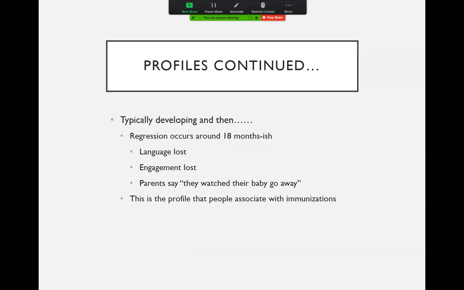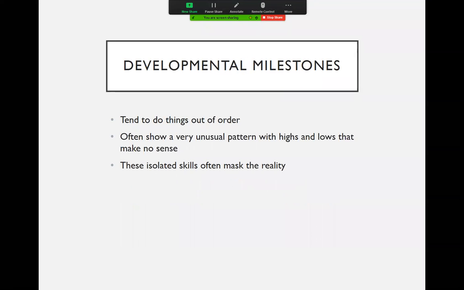Some people associate this with immunizations, but generally it's because that's the timing. And it's hard to say if that's actually something that's a cause and effect. If it was, we would all have autism because we've all mostly been immunized, but that is definitely something that has been in much of the research.